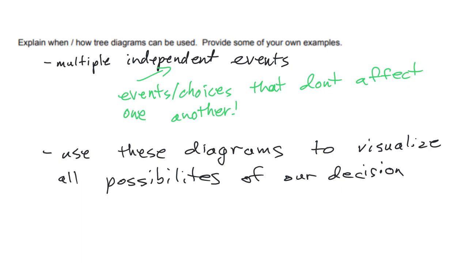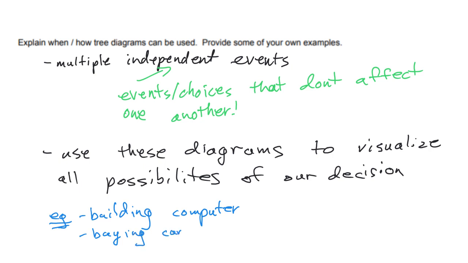So what I'd like you to do is just write down this concept here. Maybe for an example of this, you could have said looking at building a computer. You could look at, say, buying cars, etc. All those possibilities are what you could use to do this problem.